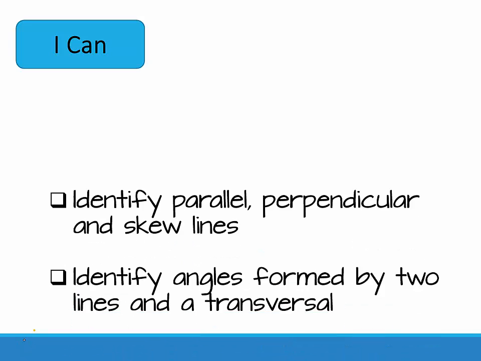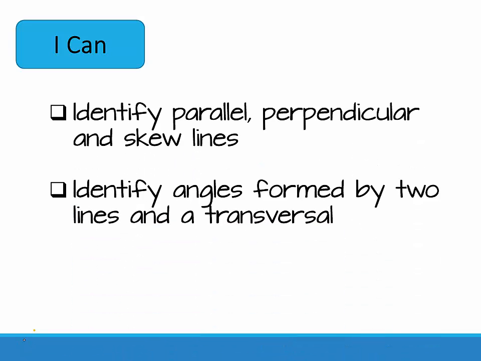So we've reached the end of the lesson. You should be able to identify parallel, perpendicular, and skew lines, and identify angles formed by two lines cut by a transversal. Make sure you write down any questions you have, and we can go over it in class.